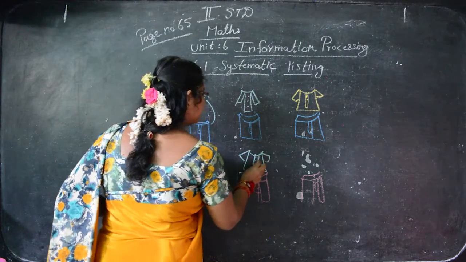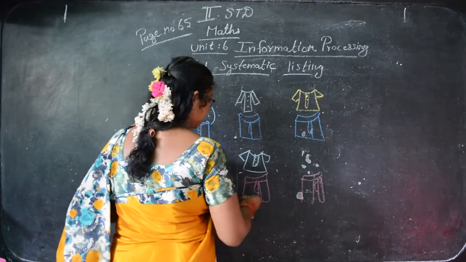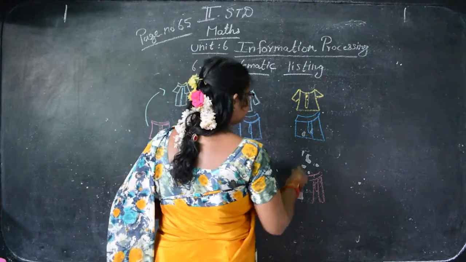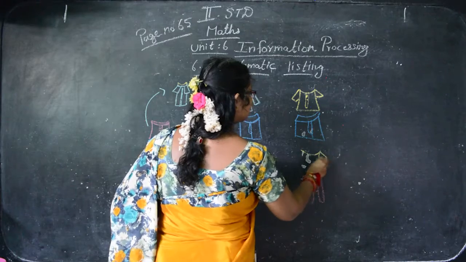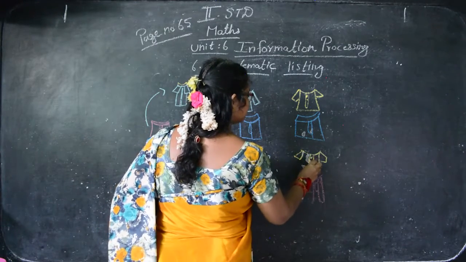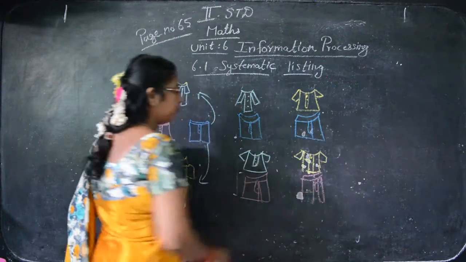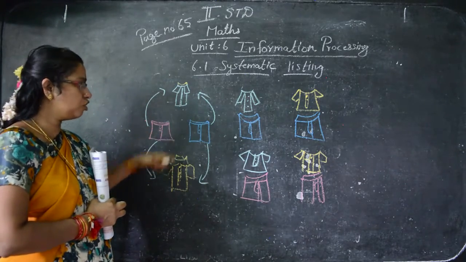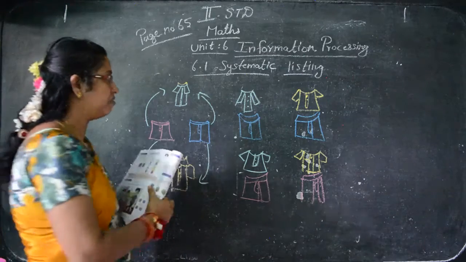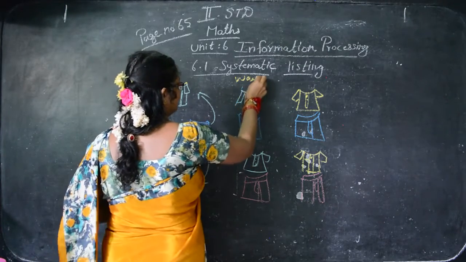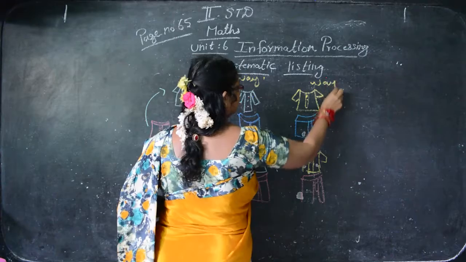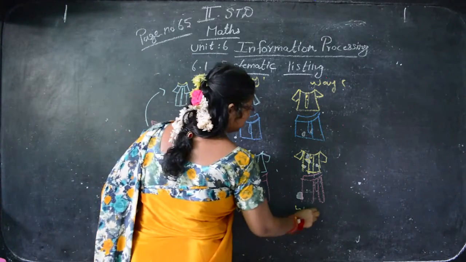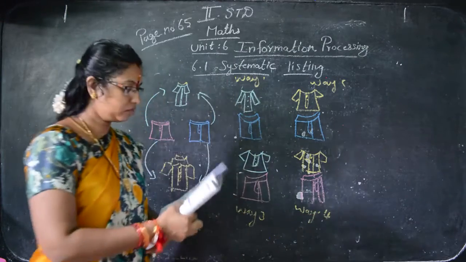Okay children, green color, then again yellow color shirt. Four possible ways we can wear these 2 trousers and 2 shirts. Okay, understand children? See here, way 1, way 2, way 3, way 4. Understand children?